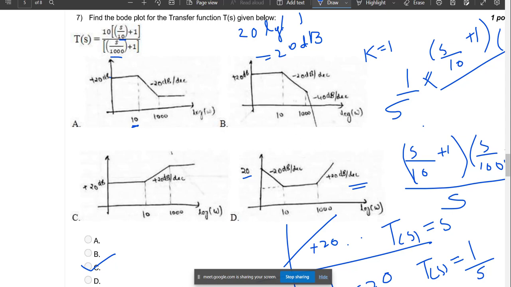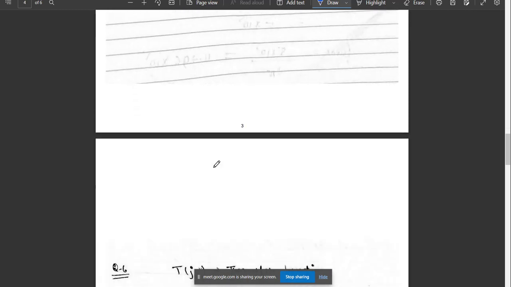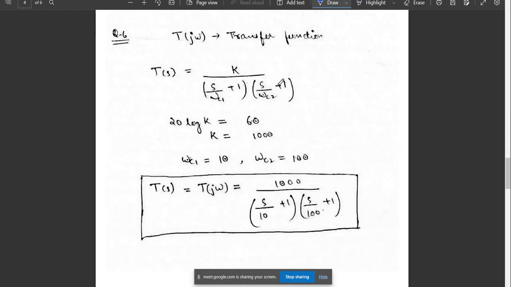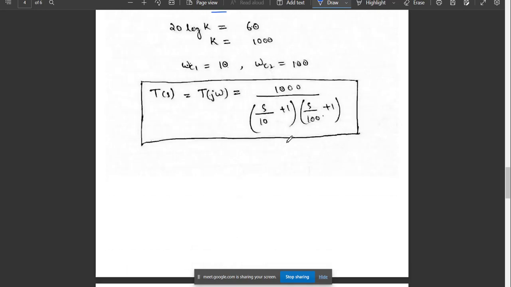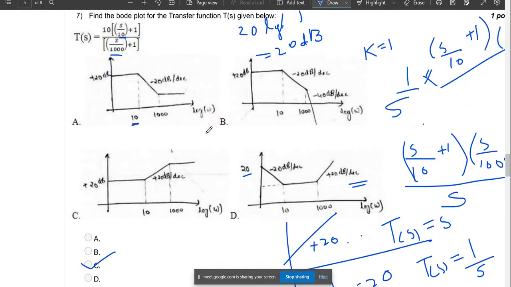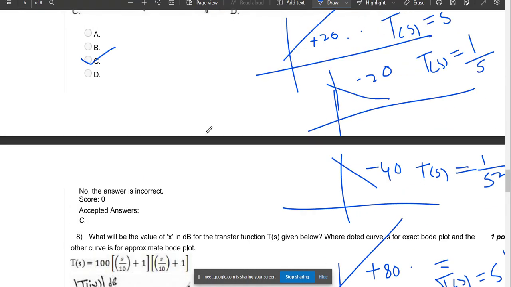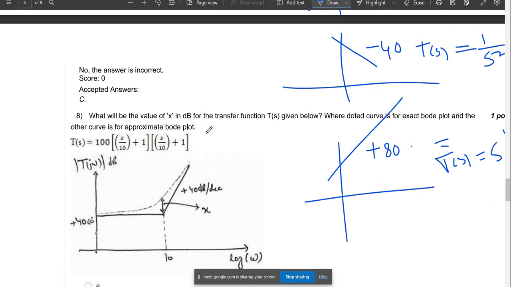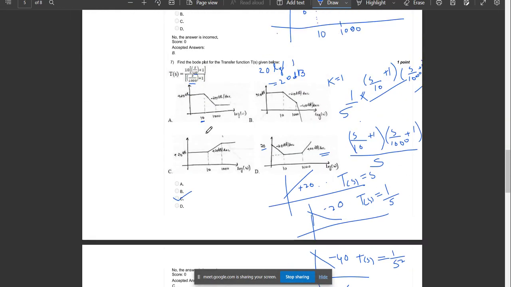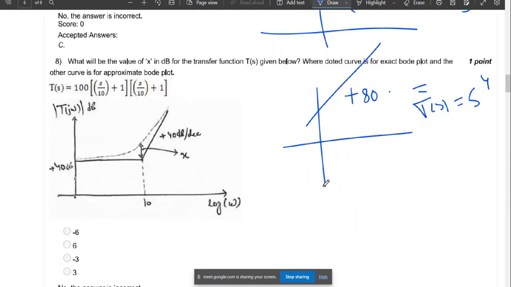So let's go ahead. Let's see if we have the solution. The solution is something like this, s upon wc1 wc2. Okay? And we got something like this, pole 0. Let's go ahead and solve. So we solved question number 7. Let's solve question number 8.